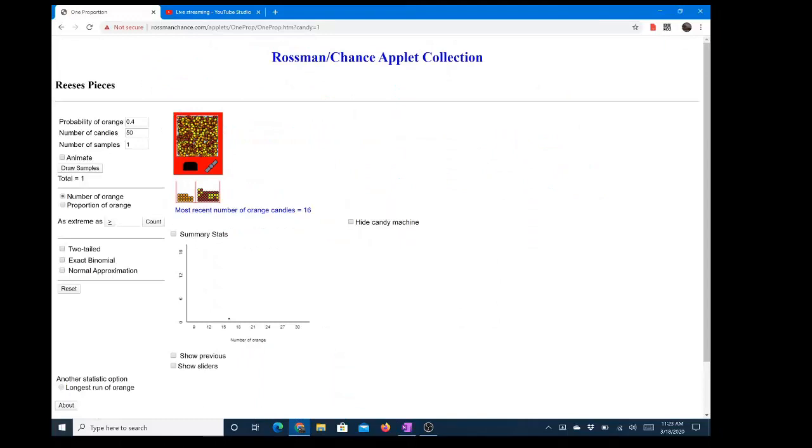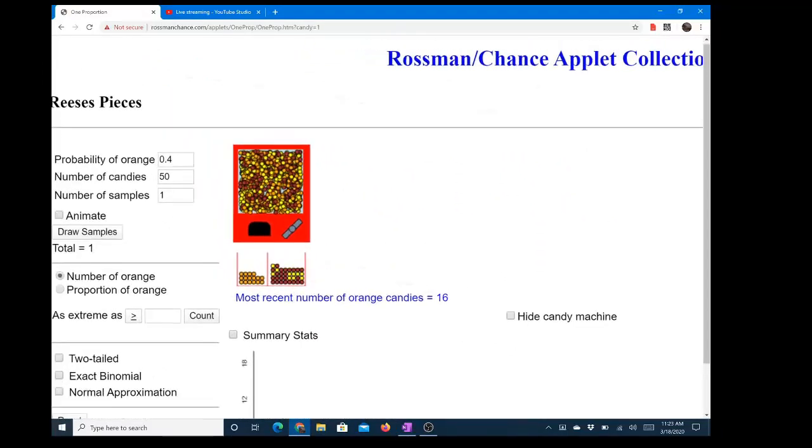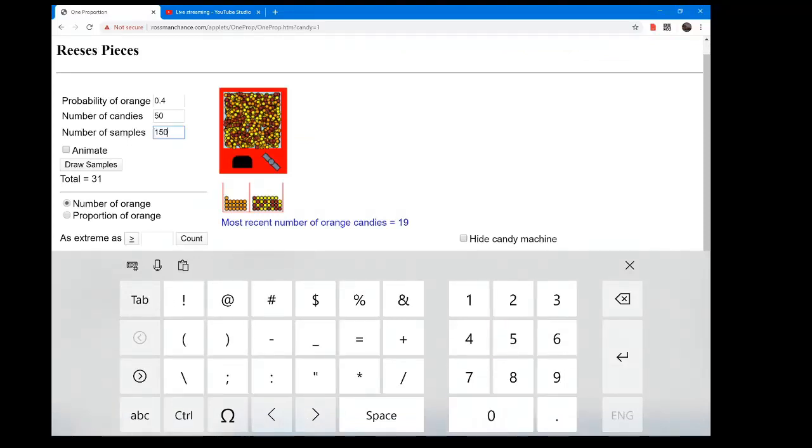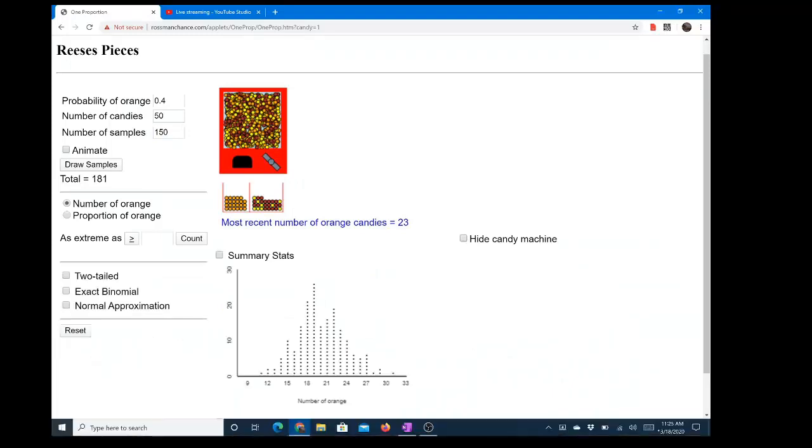Okay, so what we'll do here is, if you notice, we can change the number of samples. So assuming there's, uh-oh, my keyboard won't come up. Let's go to 150 and draw the samples. Okay, much better. Now, I'll give you a little preview. Here's kind of what we're after here.